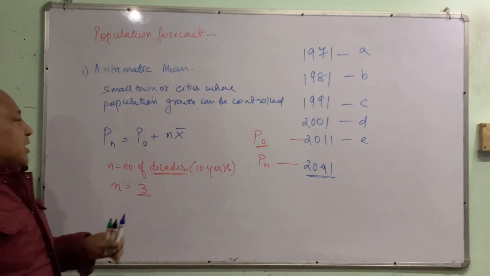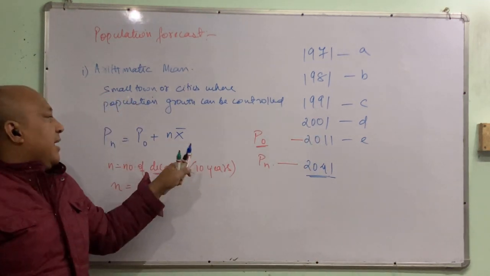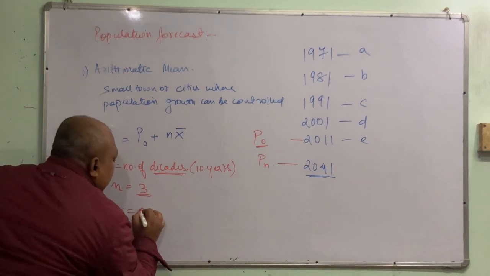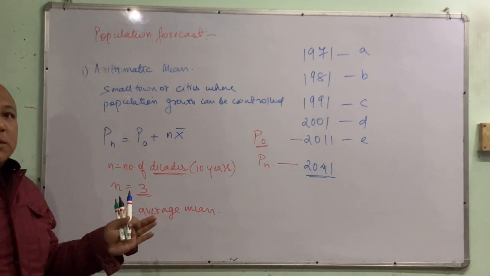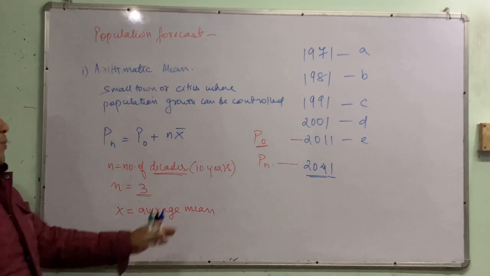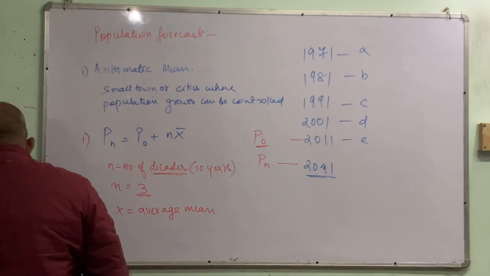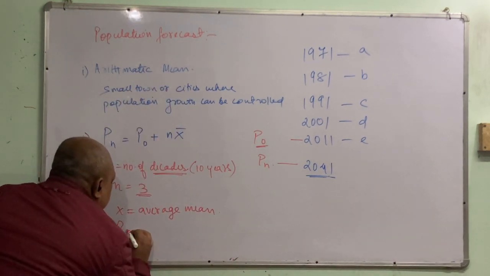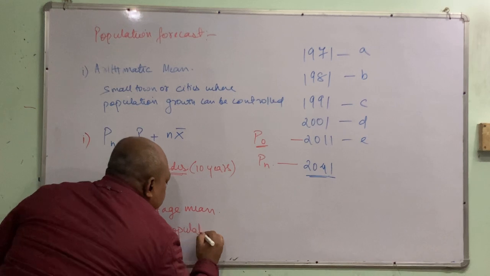So the initial population plus the population that we would like to forecast is the initial population E plus n, and n is 3, times x bar. What is x bar? Don't worry, I'll do it. x bar is called the average mean. Since it's an online class, I'm trying to club all the techniques in a single numerical itself, rather than solving one by one. So this is arithmetic mean. From here, I think you're almost clear. Let me solve a numerical, then it'll be more clear. P naught is called the initial or the last population.